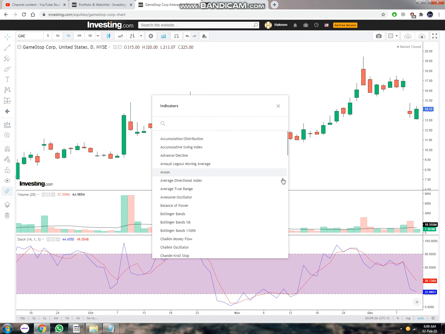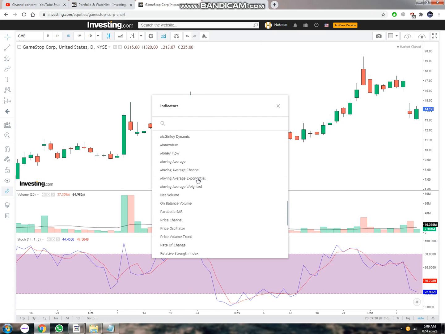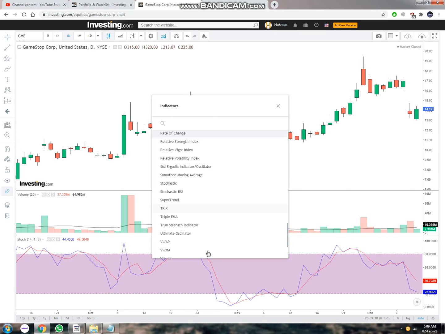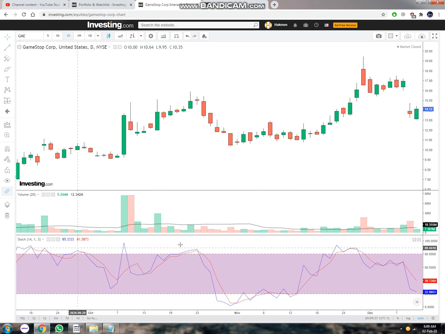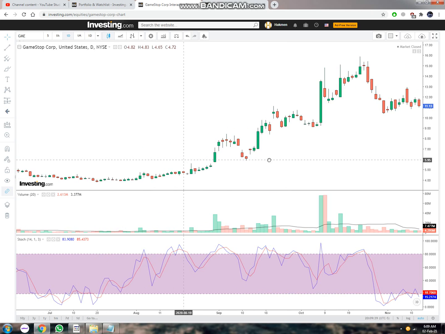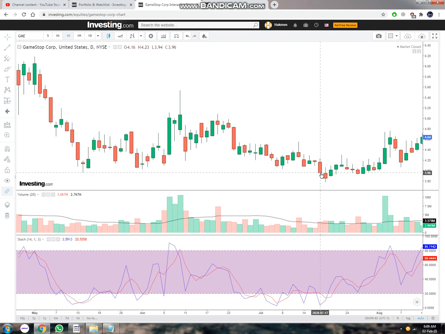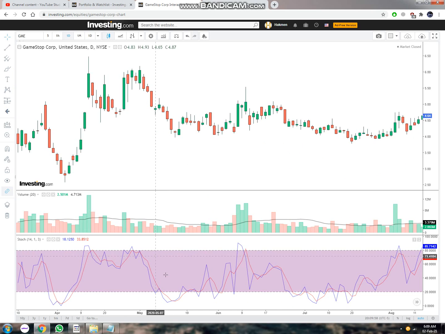Go to your indicators to plot your stochastics, scroll down and here it is, stochastics. Click on it and stochastics will appear at these levels. To better understand stochastics, it helps you identify overbought and oversold signals. This 20 level is an oversold signal and the 80 level is the overbought level. So it is the same as the RSI but slightly different.